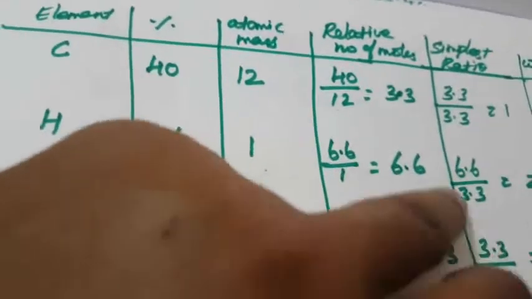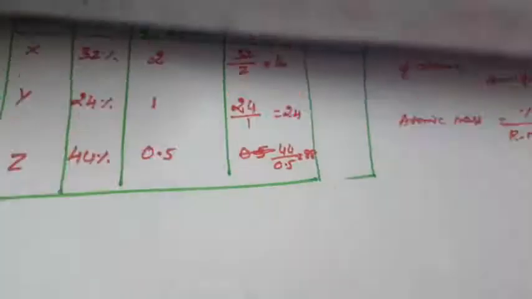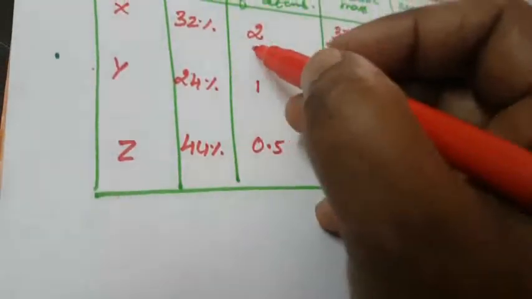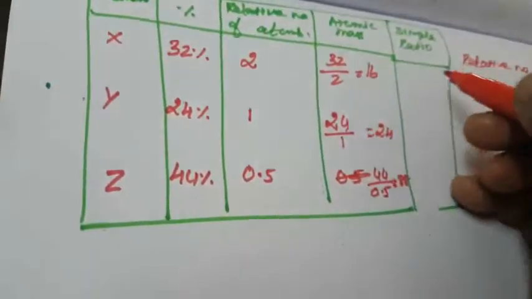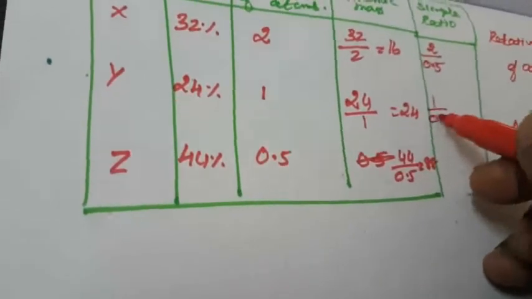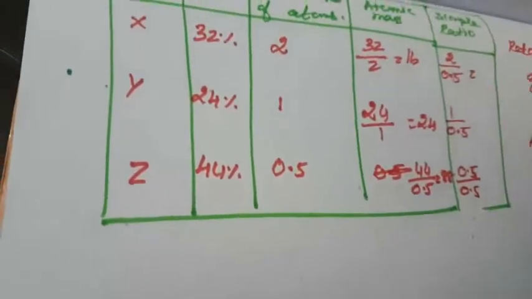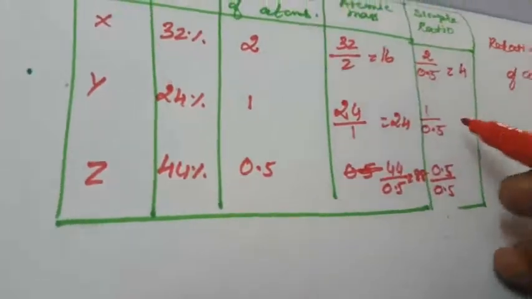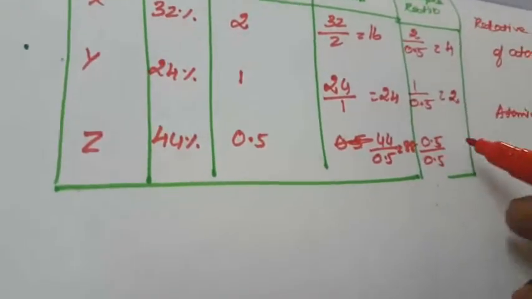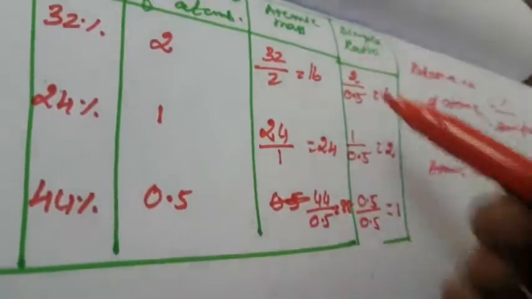So how to calculate the simplest ratio? Which one is the least value? Among these values, divide by that one number. Here, the 0.5 is the least value. So divide each number by the least value. Here 2 divided by 0.5, 1 divided by 0.5, and 0.5 divided by 0.5. What is the answer? Here it is 4, here 2, and here 1. So this is the simplest ratio.